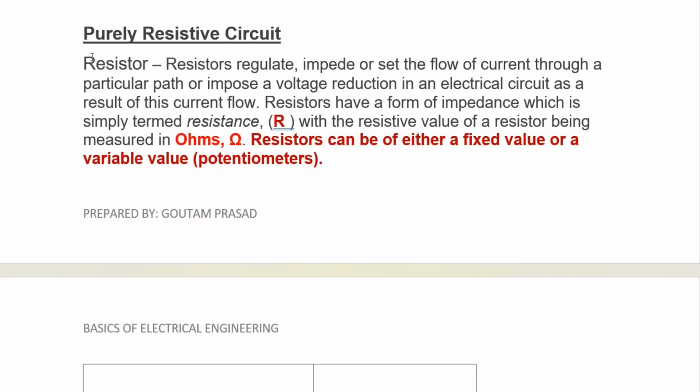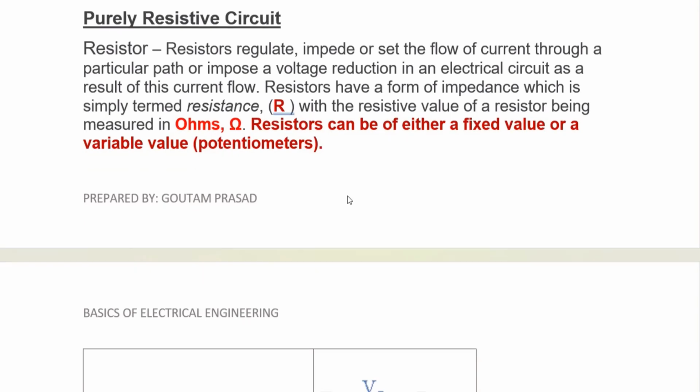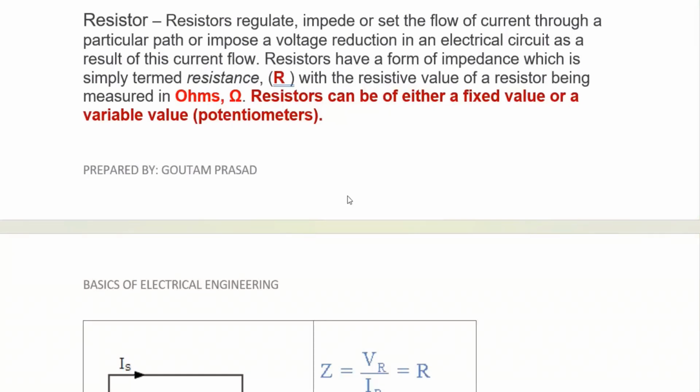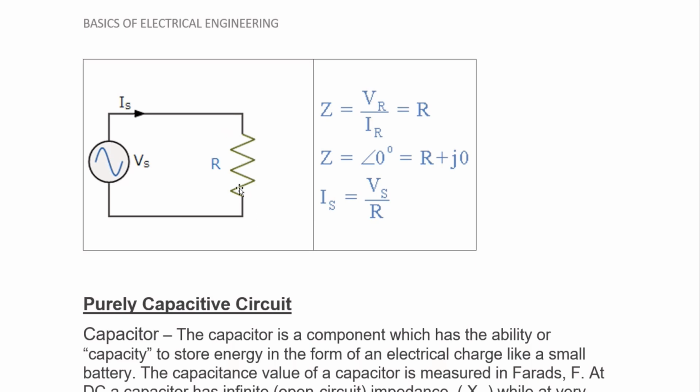Now let's understand how a purely resistive circuit behaves in AC. Resistance is measured in ohms, and resistors can be of fixed value or variable value in the circuit. Here we have taken a fixed value of resistance R, and Vs is the source of alternating current, and it is causing current Is in the circuit. IR is the value of current passing through this resistor, and VR is the voltage drop across this resistor. So these are the terminologies that have been used. That's why I am explaining it here.